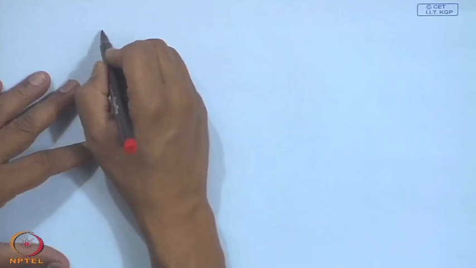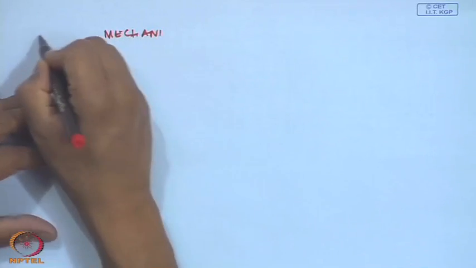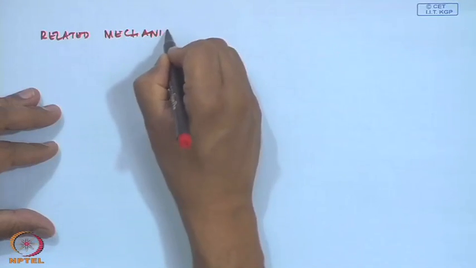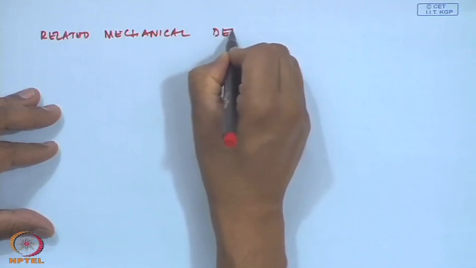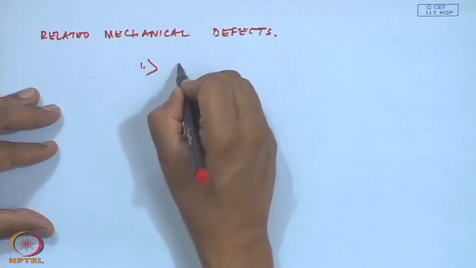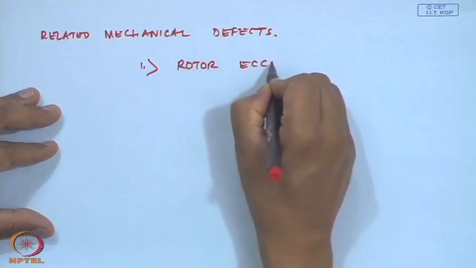So, once we are talking about misalignment, some of the related issues with the other mechanical defects, let me list them down. Related mechanical defects. One is rotor eccentricity.